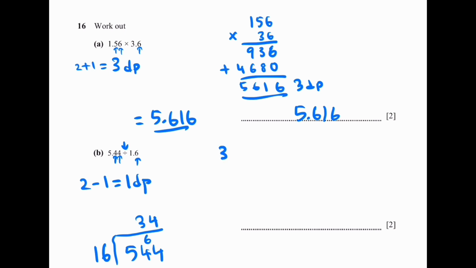But for 34, we need to include 1 decimal place. Just like last question, we'll put 1 decimal place in 34. And that'll make it 3.4. That's the answer for 16B. 5.44 divided by 1.6 is 3.4.